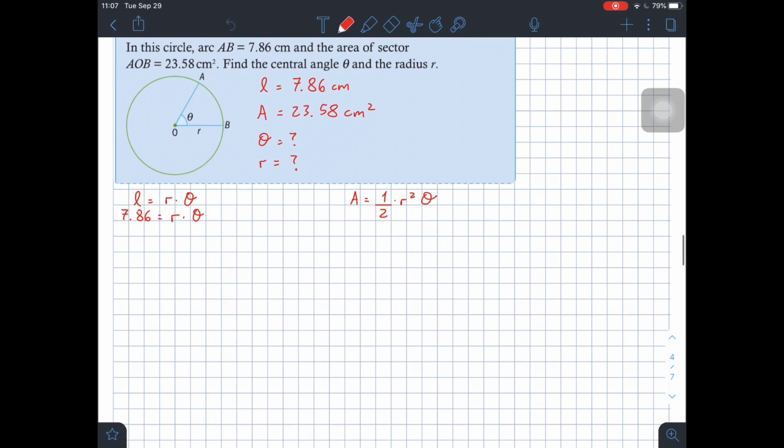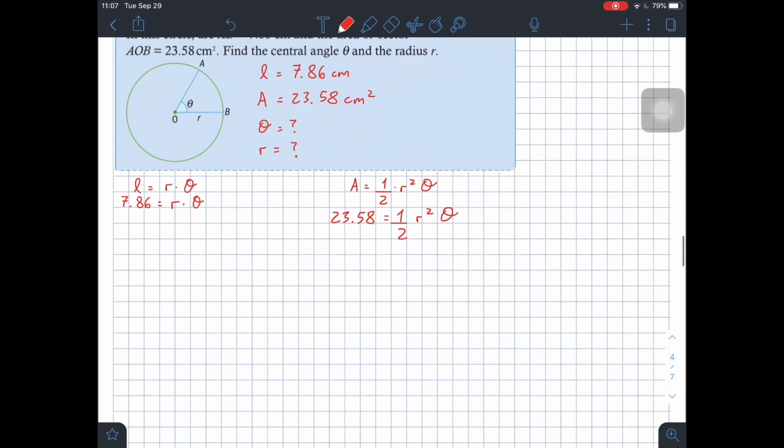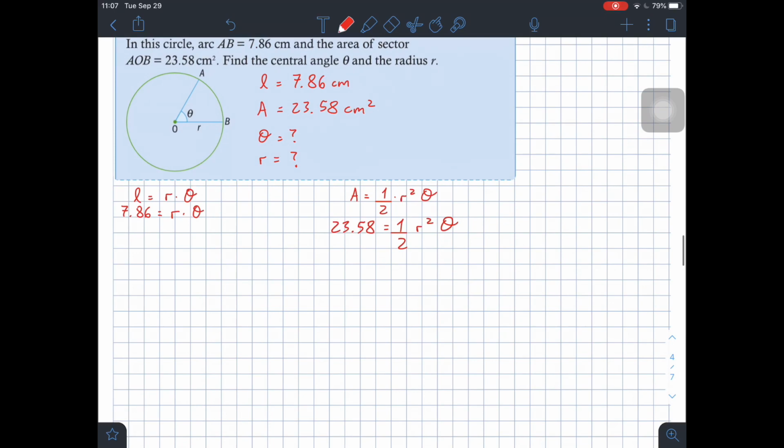So we're going to fill in the information. We know that the area is 23.58, and this is equal to 1/2 times radius squared times theta. So I see that I have two equations with two variables, right? R and theta. That means that I can solve this. Whenever I have the same amount of variables and equations, I can solve this.